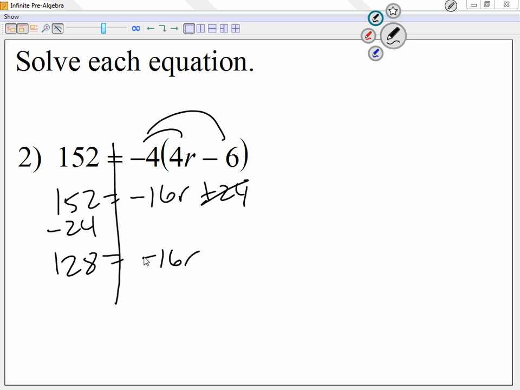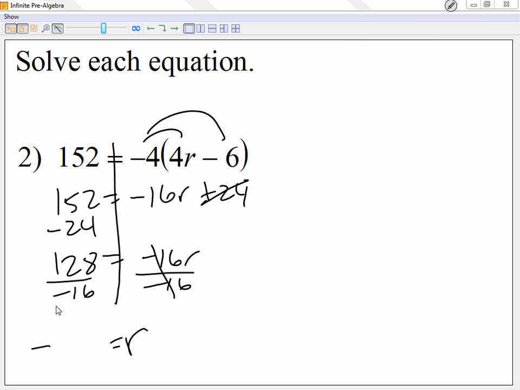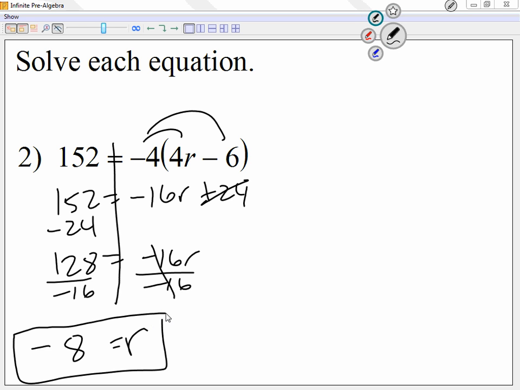Alright, so 128. Now, let me divide by negative 16. I know positive divided by negative, it's negative. 128 divided by 16 is 8. So r is equal to negative 8.